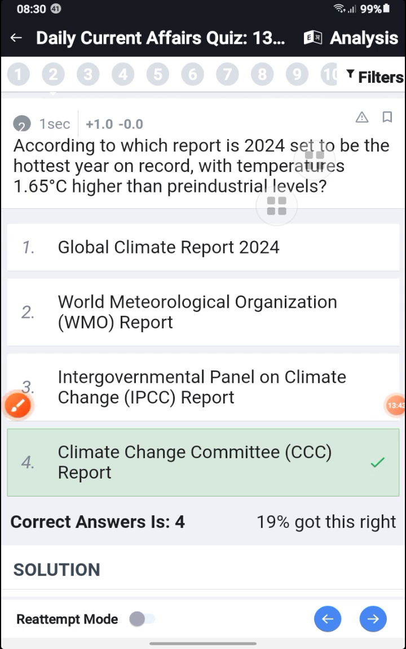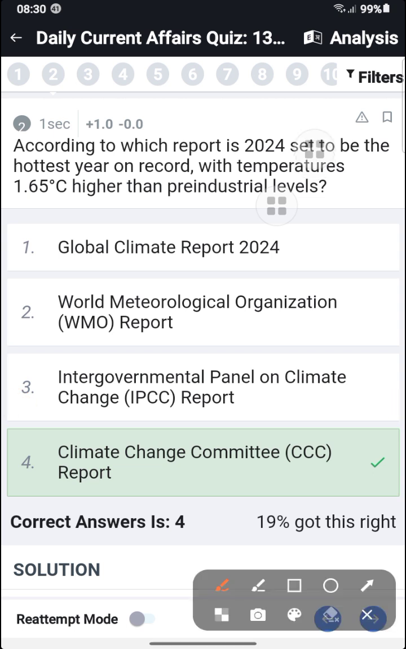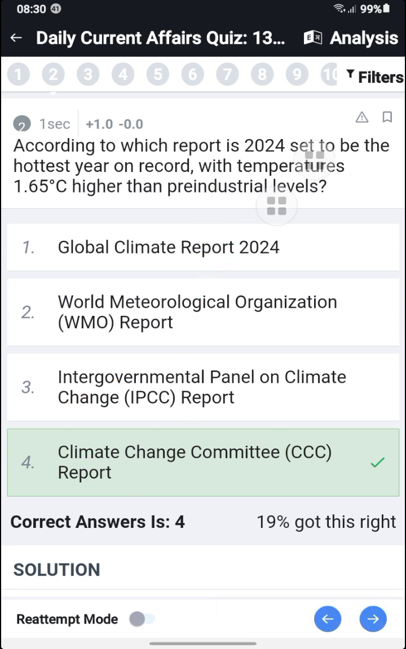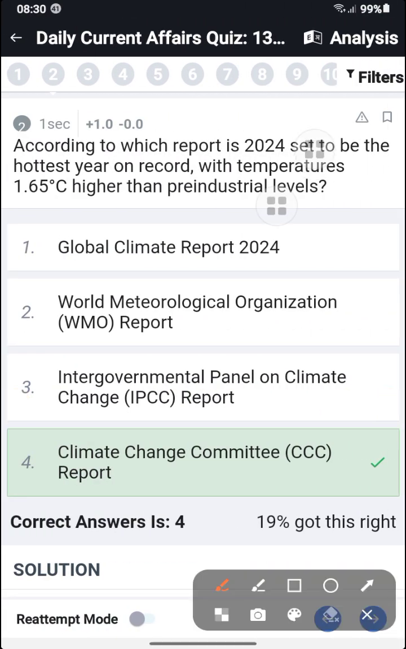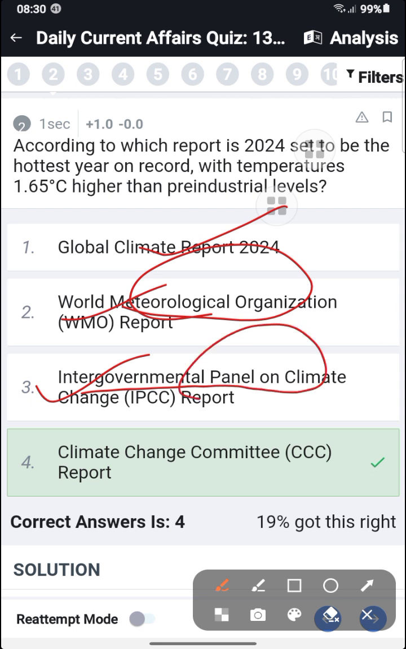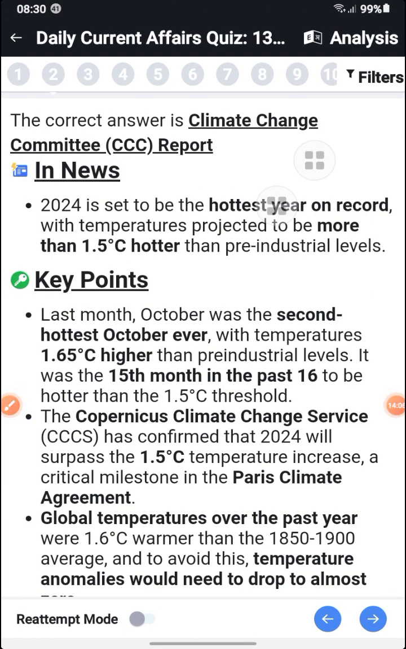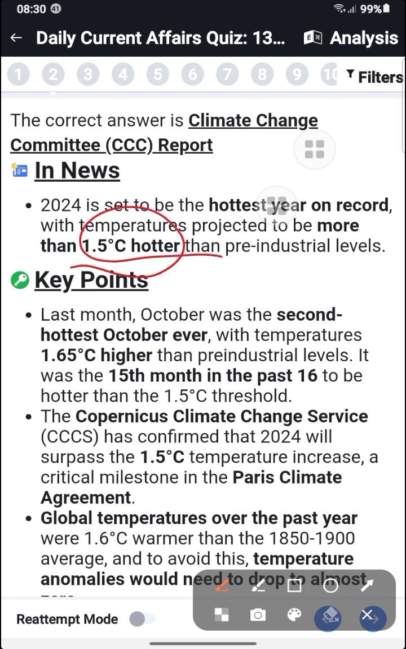According to the report, it is said to be the hottest year on record with the temperature of this. So the climate change committee will say the hottest year on record. Okay, so this is not the global climate report. This is not the World Meteorological Organization. This is not the Intergovernmental Panel on Climate Change. This is the climate change committee report. The committee will decide what is the world's hottest recorded year. So it is 1.5 degrees above the pre-industrial level. Hottest, that was October, second hottest October ever, and 15 months.